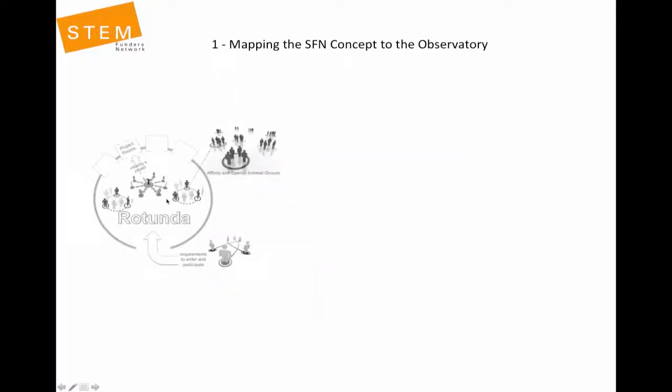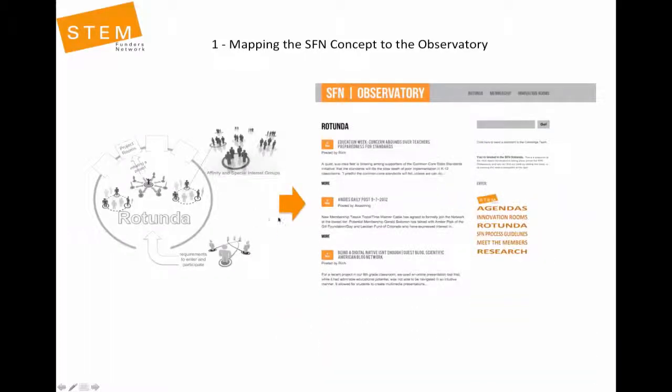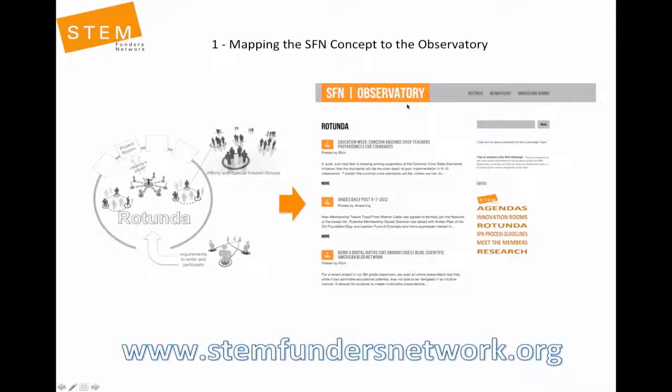This idea of the STEM Funders Network was mapped into a virtual meeting place called the SFN Observatory. The overall rotunda idea was mapped into a rotunda for blogs and posts inside of the observatory. You can find the observatory at www.stemfundersnetwork.org, and members of the concierge team can make sure that you have login and passwords if you don't already have them. Primarily, the tool of the SFN Observatory is used by the concierge team.